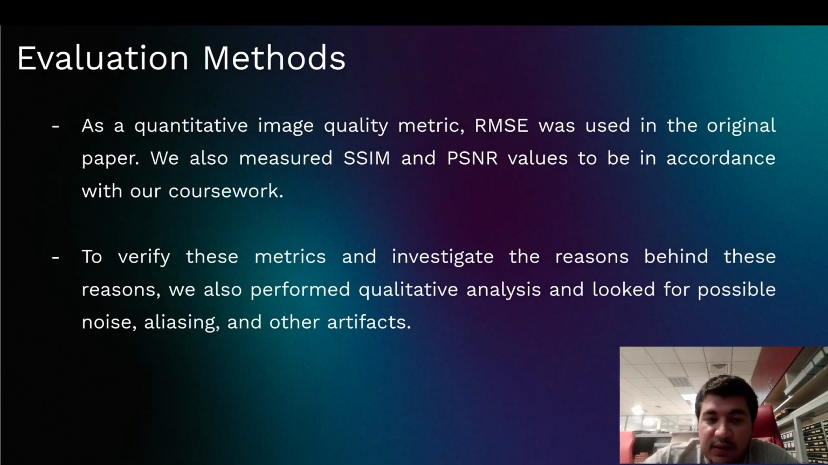How did we evaluate the results? We used the structural similarity index and peak signal to noise ratio, which we are already using in our course. These indexes were not in the original paper. The original paper only had RMSE, root mean square error, which is also part of PSNR. In addition to these mathematical indexes, we investigated the results by eye and checked for artifacts, visible noise, and other qualitative differences, and made comments about it.